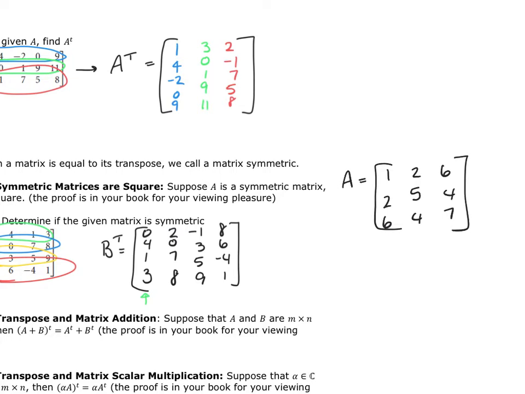Now notice what I have is symmetry across that diagonal. These two are symmetric, these two are symmetric, and those two are symmetric. So that would be an instance in which A transpose will actually equal A. So here's an example in which we do have a symmetric matrix.